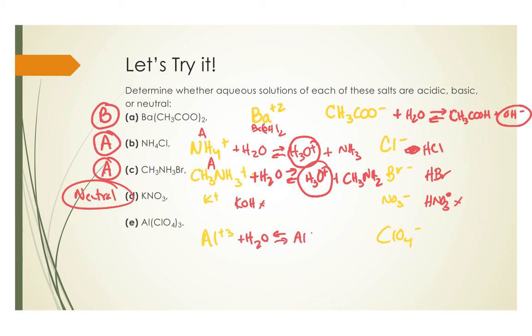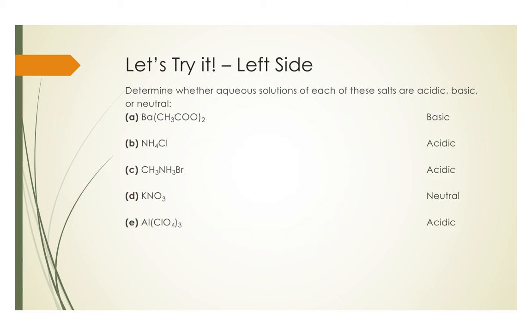giving me Al(OH)3, 3 waters, plus 3H plus. All right, so that means H plus is being produced, so this will make it acidic. ClO4 minus is the conjugate base of HClO4, which is a strong acid, and so this will not affect the situation at all. And so overall, this one, again, is going to be acidic. Hooray! We did them right.